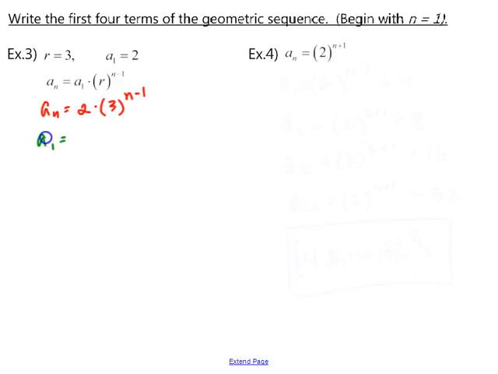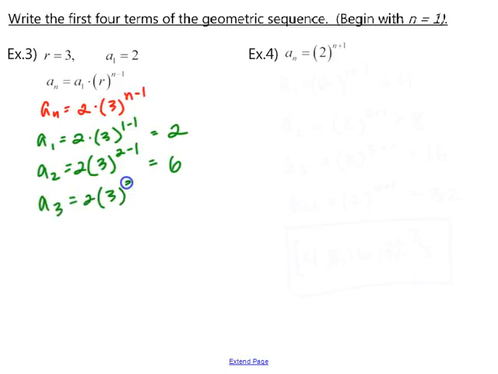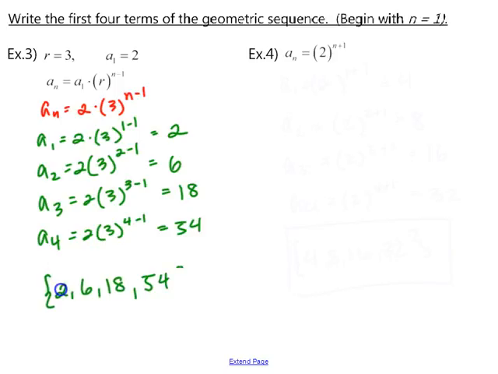Now we're going to go ahead and start substituting in for our n to give us our first 4 terms. So a sub 1 is going to be 2 times 3 to the 1 minus 1, which is going to simplify to give us a value of 2. A sub 2, we're going to substitute in 2 for n, and this simplifies to give us 6. A sub 3, we substitute in 3 for n, and when we simplify, we get a value of 18. And lastly, a sub 4, we're going to substitute in 4 for n, and when we simplify, we get a value of 54. So the first 4 terms of our sequence are 2, 6, 18, and 54.